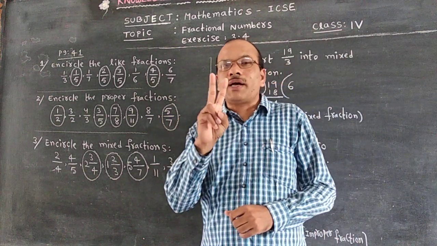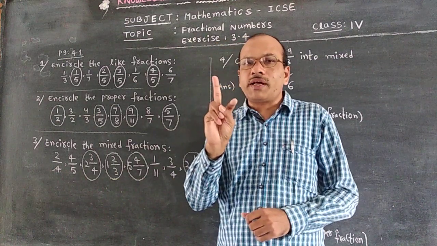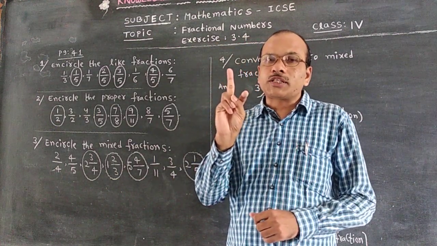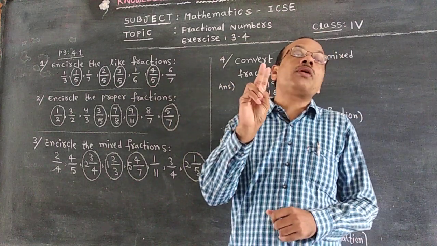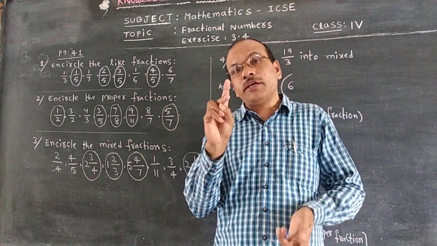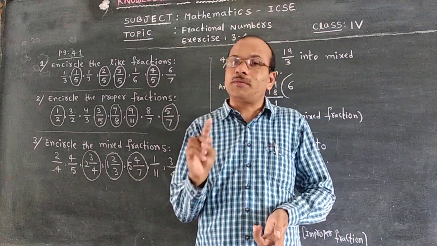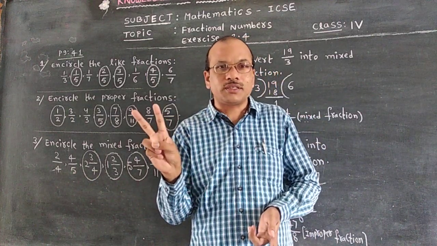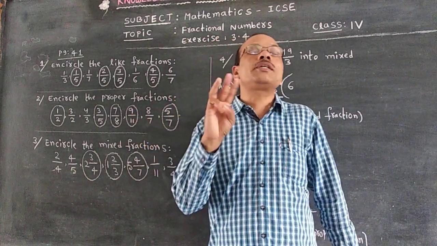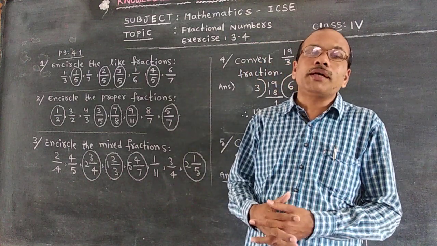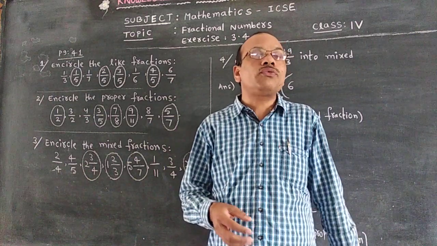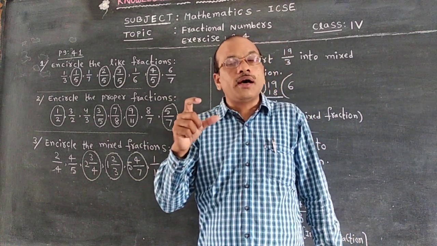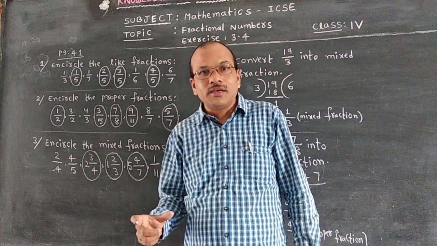Now, two types of fractions we have discussed. A proper fraction, with the numerator smaller and the denominator bigger. Another, an improper fraction, with the numerator bigger than its denominator. Two fractions are finished. The third one is the mixed fraction. A mixed fraction is a combination of a whole number and a proper fraction.